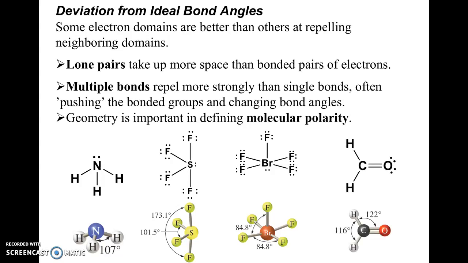And then we have formaldehyde. Once again, it's a double bond that is pushing this. So instead of 120 degrees each, the hydrogens get closer together, so you get 116 on that bond angle. And where that double bond is pushing further away, instead of 120, you get 122.